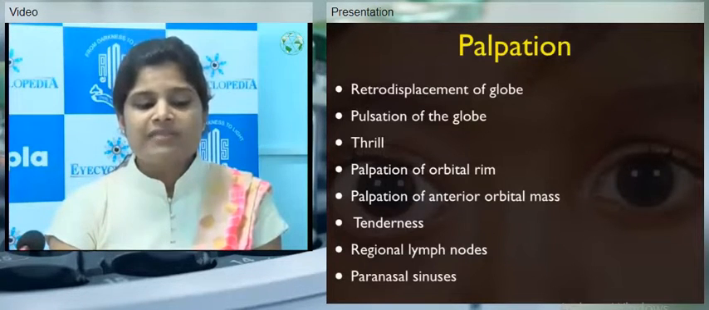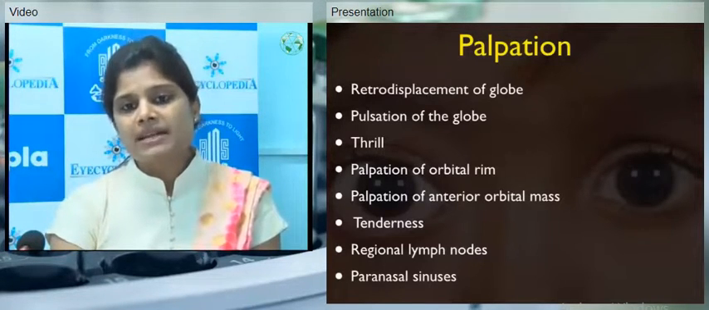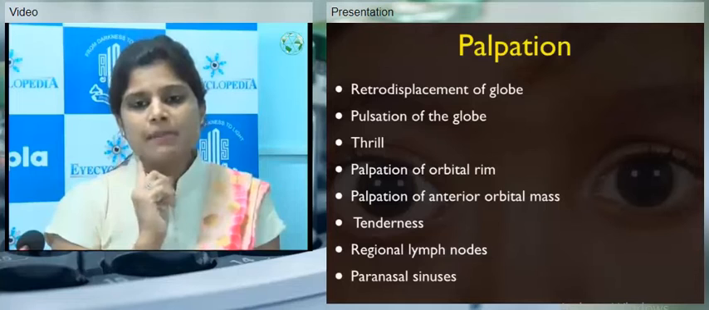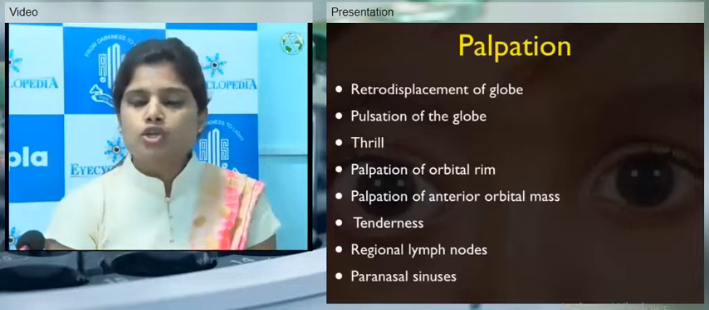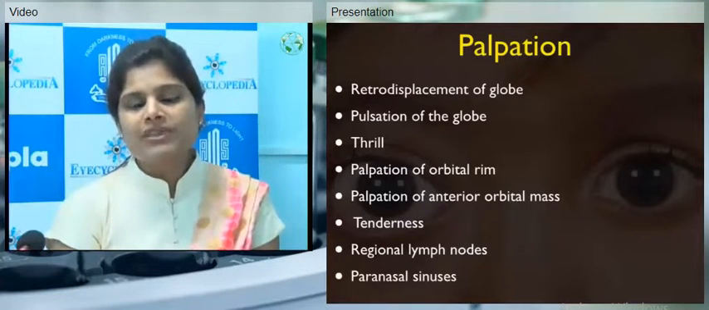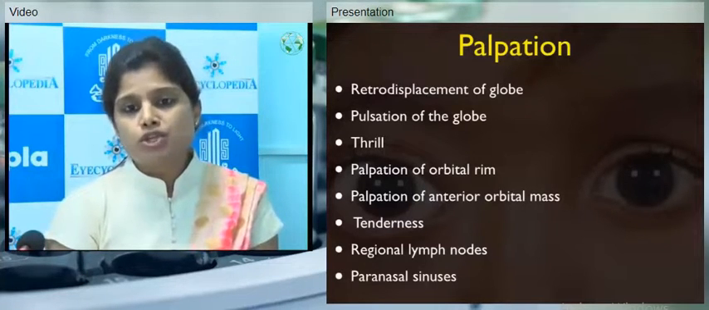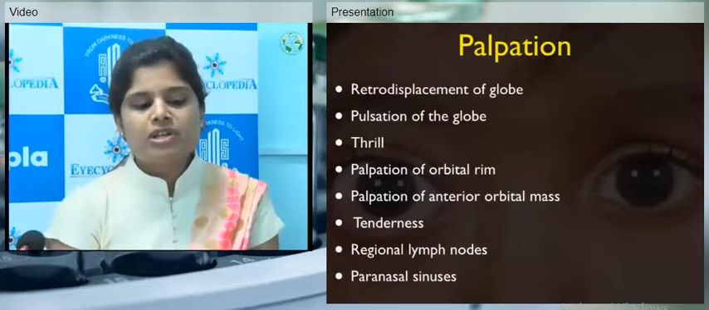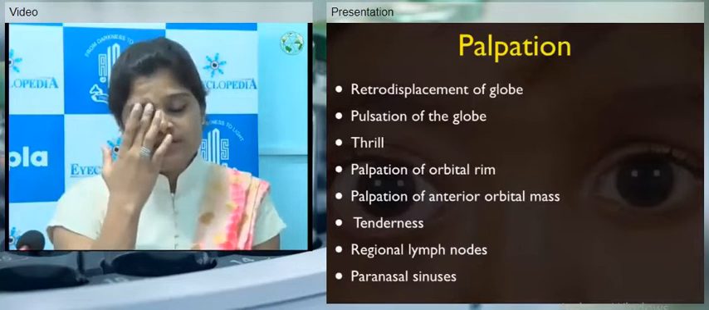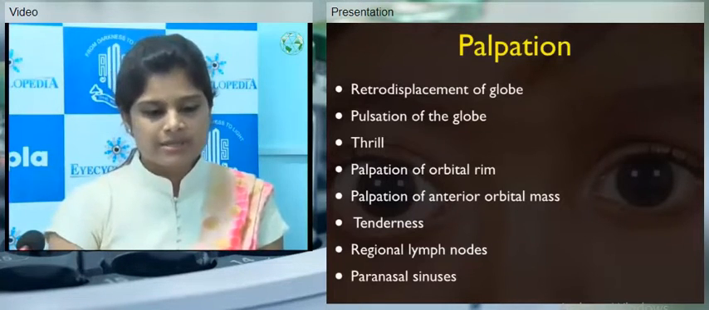Then other things that we generally tend to forget are the palpation of the regional lymph nodes and the paranasal sinuses. At least the preauricular, submandibular and anterior cervical lymph nodes should be palpated in all cases of proptosis, because this can give us a clue. If they are palpable, it is either infection, inflammation, or malignant tumors. Then the paranasal sinuses, like the frontal sinus and maxillary sinus, also have to be palpated in all cases of proptosis.